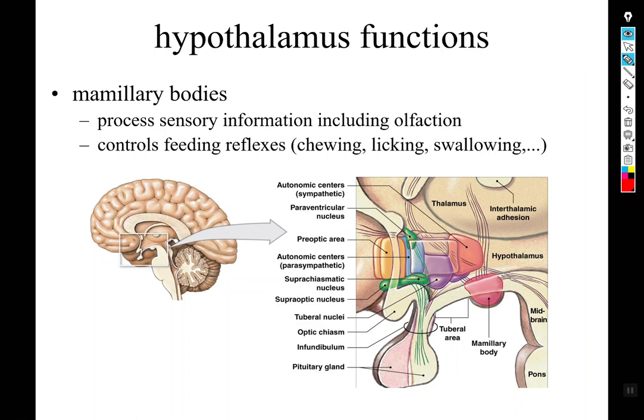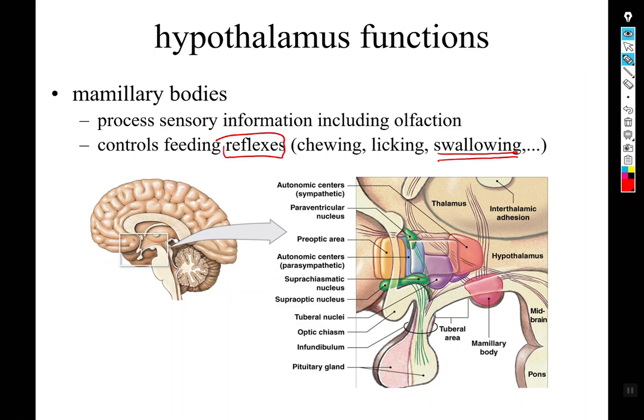So our feeding reflexes, our primary one as adults, is swallowing. You can initiate swallowing, but the series of muscular events that happens after you initiate swallowing, that stuff is reflexive. Once you initiate a swallow, you can't control the rest of it. So, for example, parts of the pharyngeal phase and beyond, you don't have control over. So the mammillary body is going to coordinate that, and also things like chewing and licking, etc.